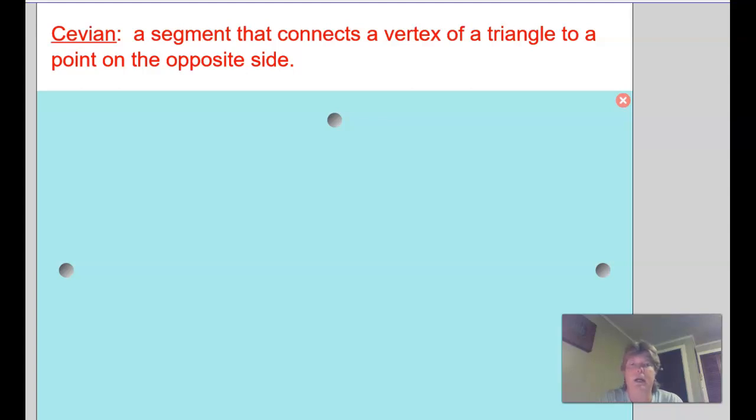Hey geometers, today on the agenda we're going to talk about Cevians, and that's just a fancy word for a segment that connects a vertex of a triangle to some point on the side that's across from that vertex.